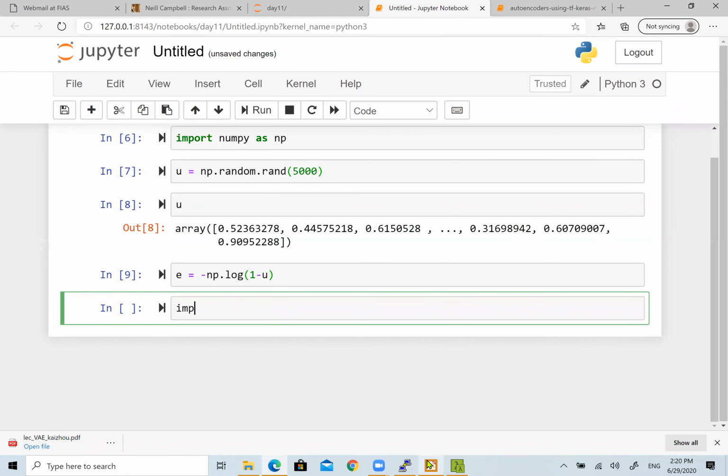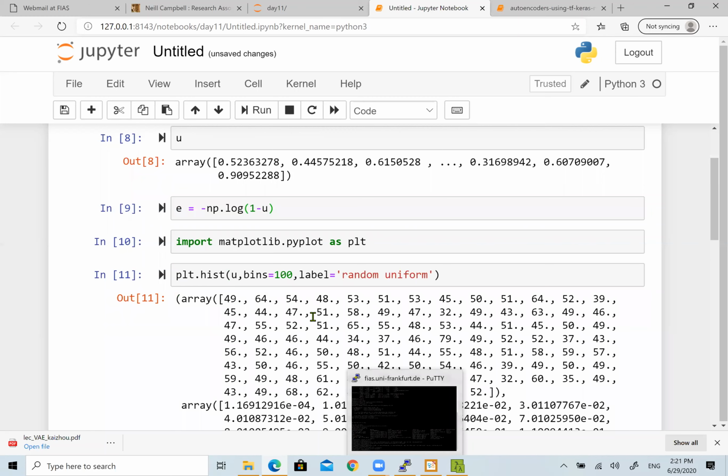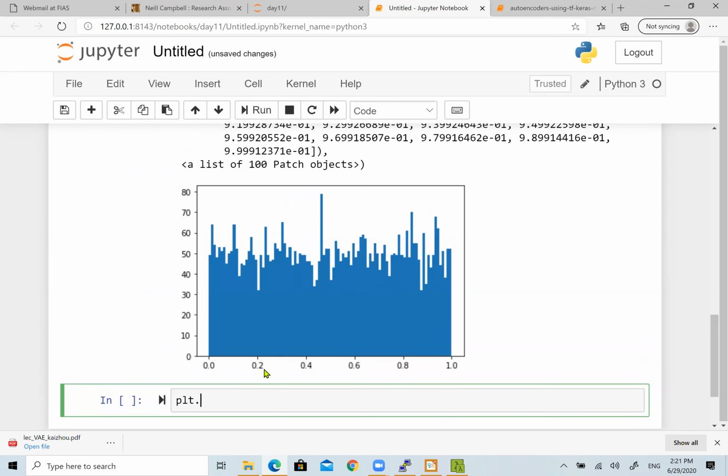Okay, let's plot it. Let's first plot U. Let's say bins, random uniform. Yeah, it looks like a random, right? Now let's plot the E. Hopefully this is exponential.